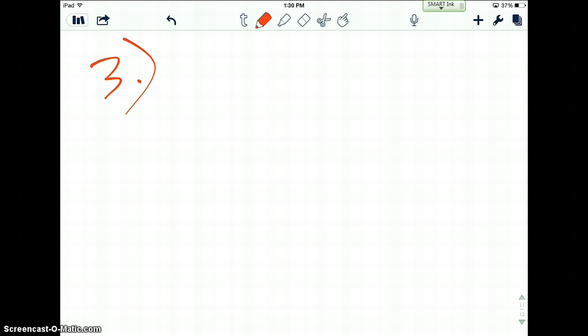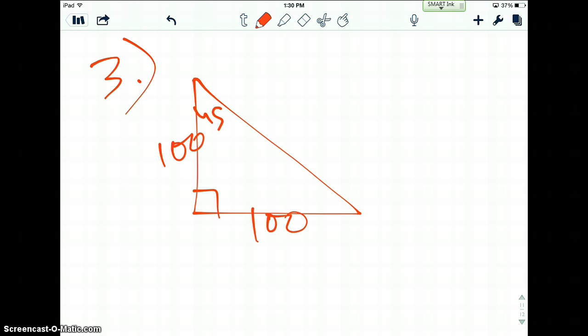Go ahead, try that one. So you plan to build a path along one diagonal of 100 by 100. I'm noticing I'm going to get 90 degrees, which means I'm going to have 45, 45, 90, because I have two of the legs the same.